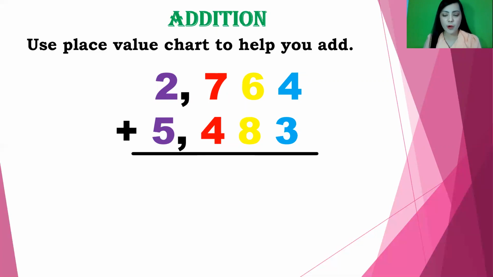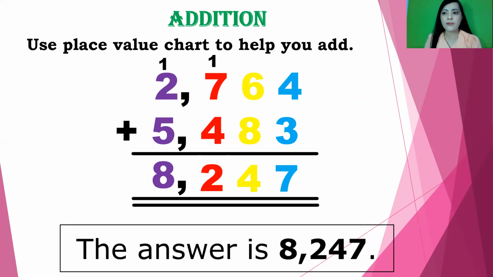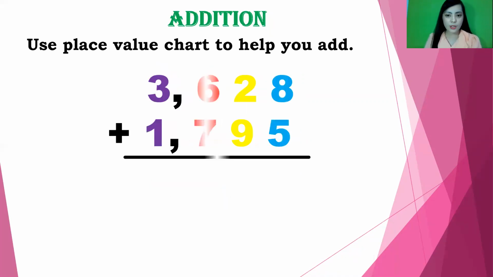2,764 plus 5,483. 4 plus 3 is equal to 7. 8 plus 6 is equal to 14, right? So carry 1 to the hundreds place. So 7 plus 4 is equal to 11, plus 1 is equal to 12. So carry 1 to the thousands place. So 2 plus 5 is equal to 7, plus 1 is equal to 8. So the answer is 8,247. Next question.